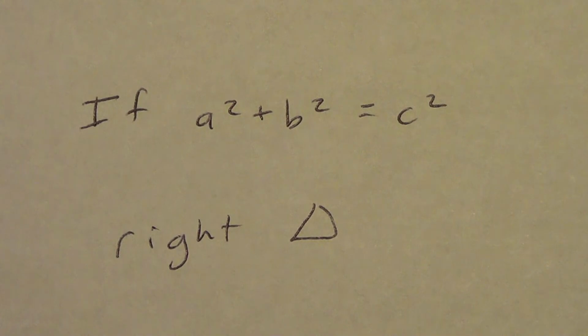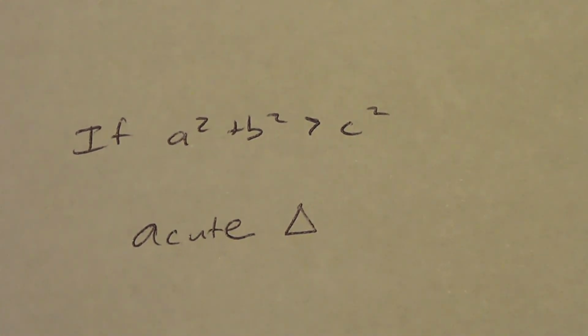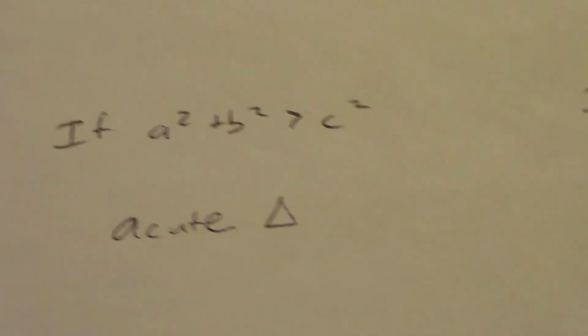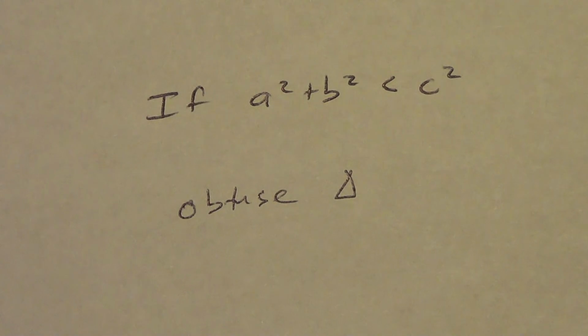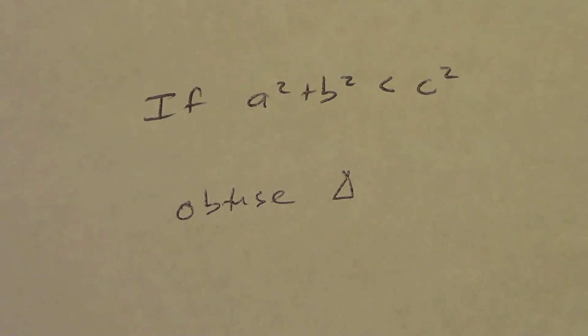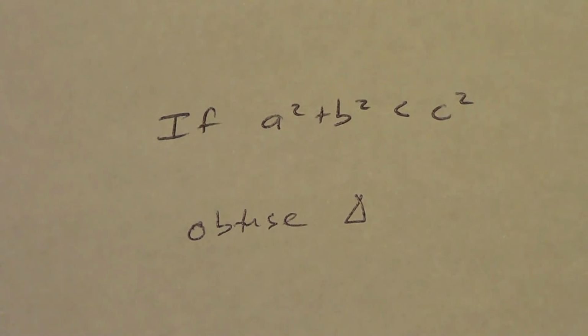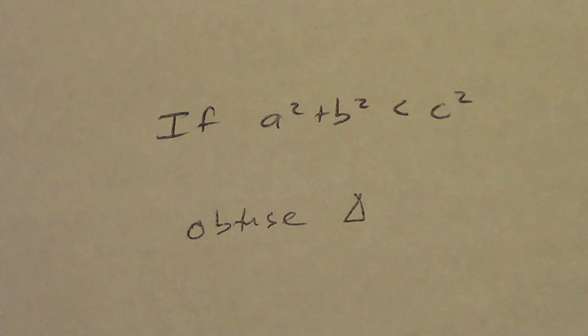Those are the three things you need to know how to do. A squared plus b squared equals c squared is a right triangle. A squared plus b squared is greater than c squared gives you an acute triangle. And finally, a squared plus b squared is less than c squared gives you an obtuse triangle. Double check to make sure you have a triangle before you bother doing any of the squaring work. Otherwise, you might be wasting your time. That is the end of lesson 7.2.